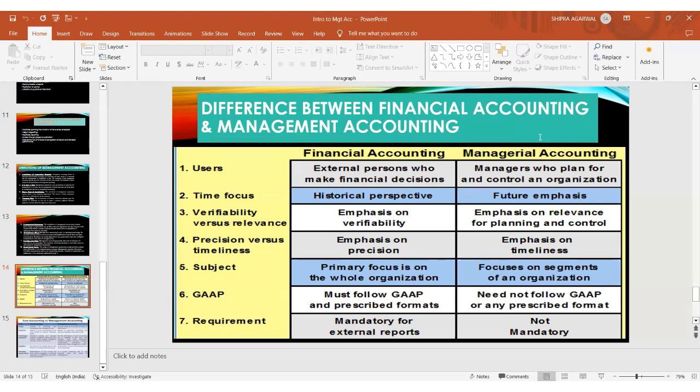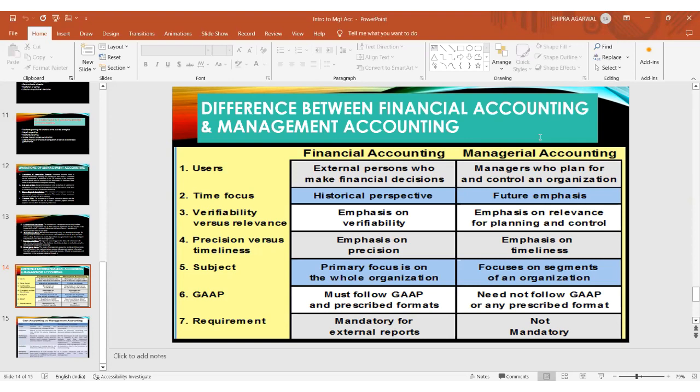In case of financial accounting, whatever accounts you prepare are historical in nature. That means first the transaction happens, then you record it in your books of accounts. Similarly, if I talk about calculating the profit, you calculate it for the year which has already passed, not for the upcoming year. But in case of managerial accounting, your emphasis is futuristic. That means you plan for the upcoming future.